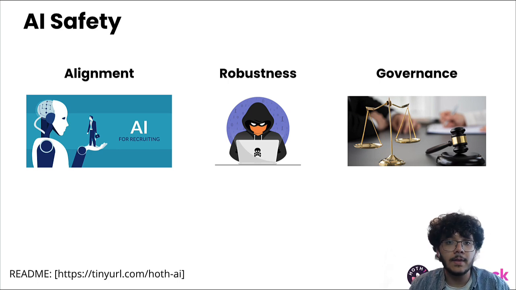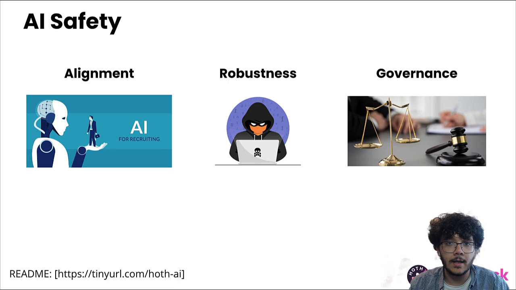So AI safety, I think we can break it apart into three main parts, which are alignment, robustness, and governance. Alignment generally just means we want the AI and what it's outputting and how it works to align with our human values. For example, if we're making an AI recruiter, we'd want to make sure that it's actually recruiting people based on things that we humans find valuable, like skills and merit, and not some other random demographic value that it sees in the data.